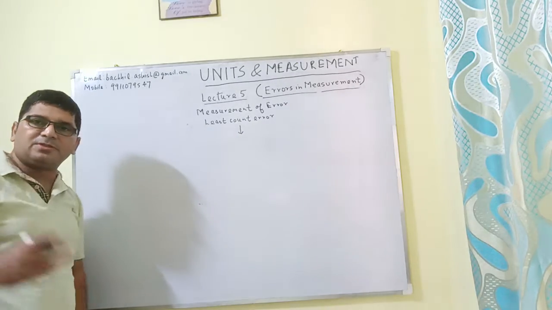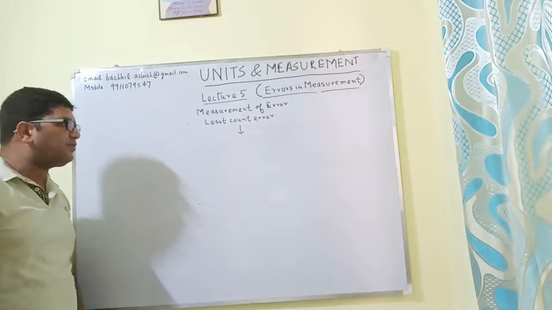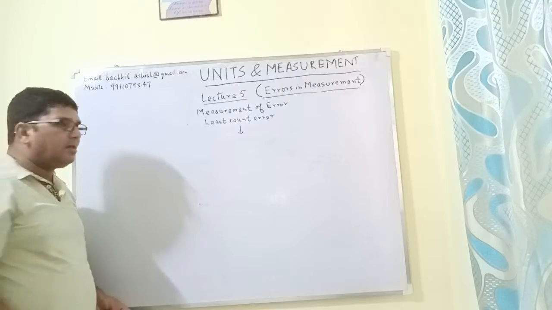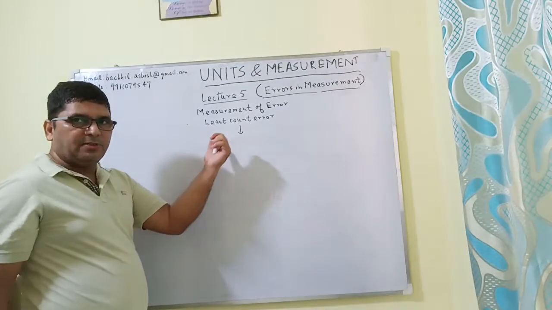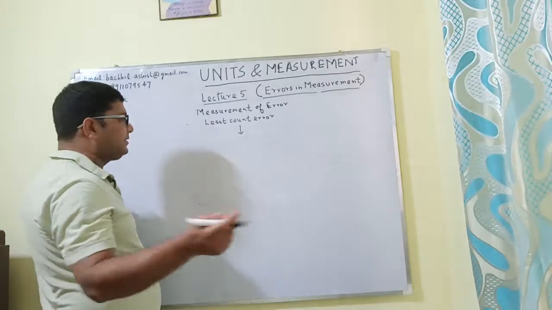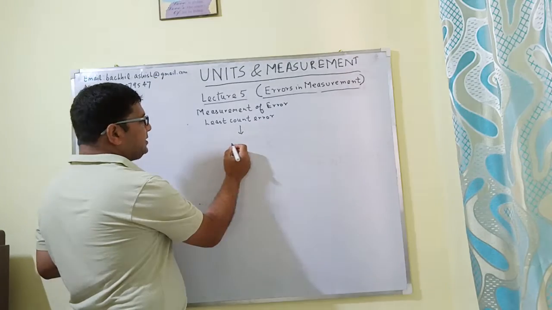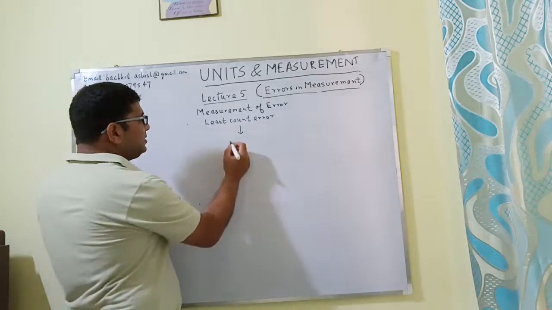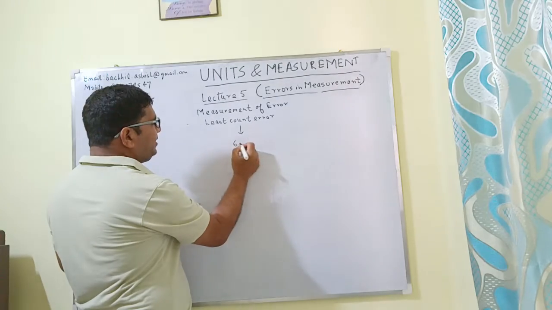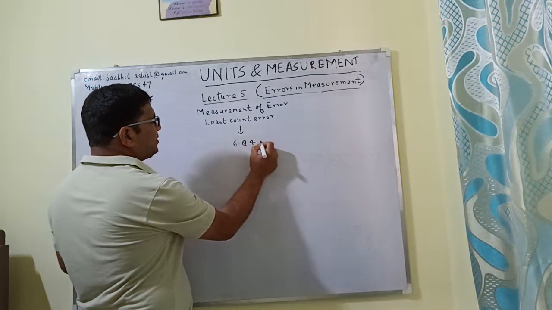What is the meaning of the resolution of the measuring instrument? That is the least value which we can measure with a particular measuring instrument. Let us say, I will just try to explain this with the help of an example. Let us say there is a physical quantity whose length is, let us say, 6.84 centimeter.